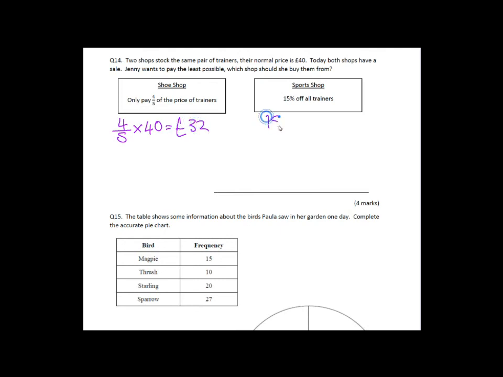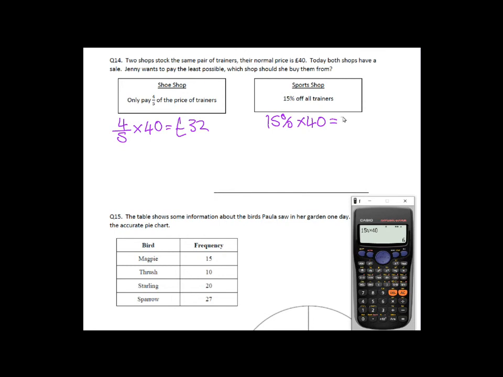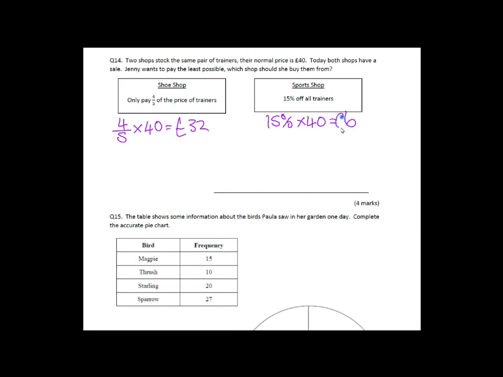Now let's look at the sports shop. It's got 15% off all trainers, so we have to do 15% of 40. And we can do this on our calculator as well. 15, don't forget the percentage sign, of 40. And that tells us there's a discount of £6. So we had the original price of 40, take off the 15% value, which is £6, and that leaves us with 34 left to pay.